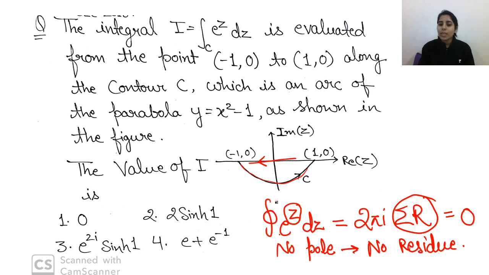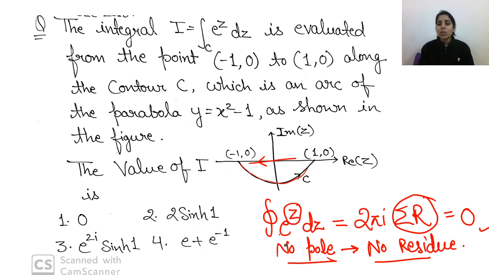So that means the integration over the closed contour of e to the power z dz will be 0, because we are not getting any pole for this given function. And when there is no pole, there will be no residue. That means the residue is 0, and that means this integration is equal to 0. Done? Now, let's talk about the next point.